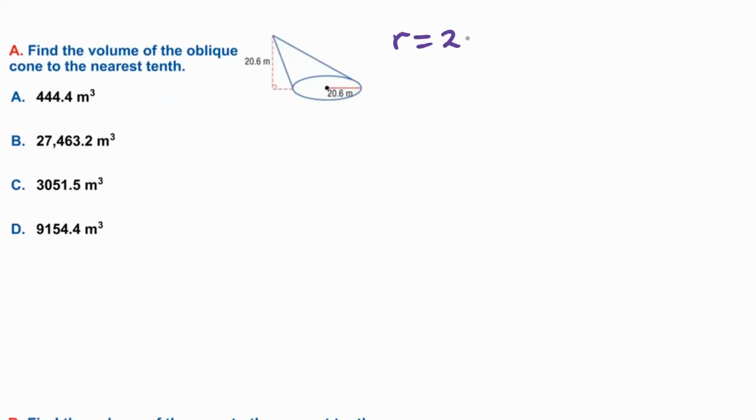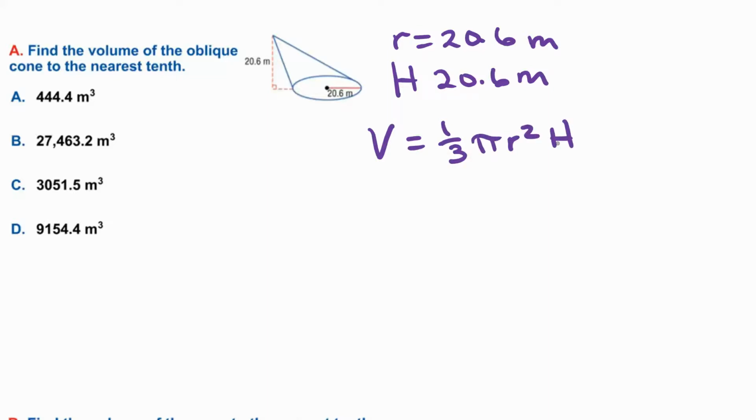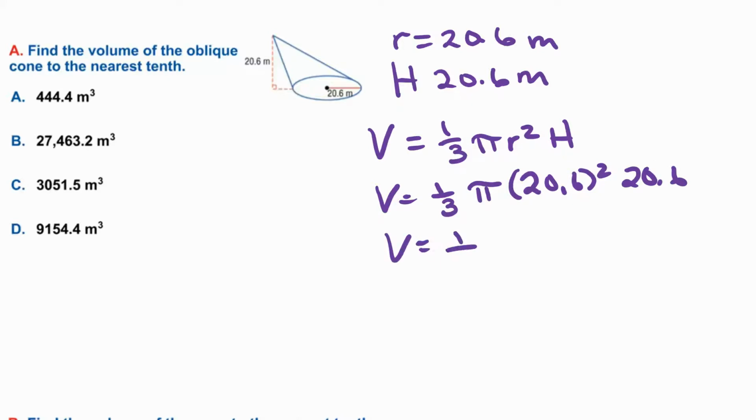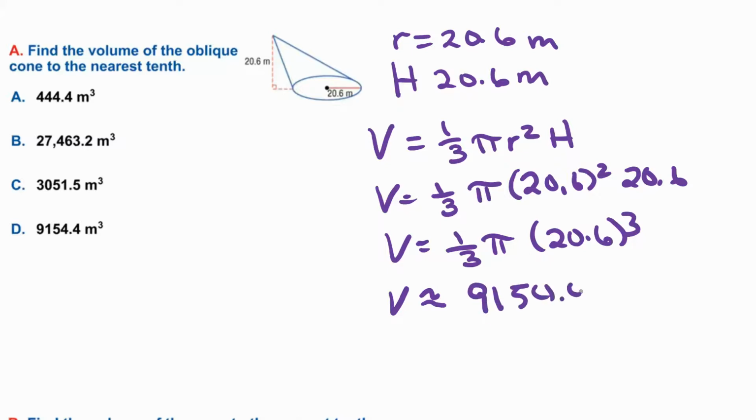Our radius in this picture is 20.6 meters. The height is 20.6 meters. So volume equals 1/3 times the area of the base times the height. So 1/3 pi 20.6 squared times 20.6, which should actually give us 1/3 pi 20.6 cubed. Entering that into the calculator, we get 9,154.4 centimeters cubed.